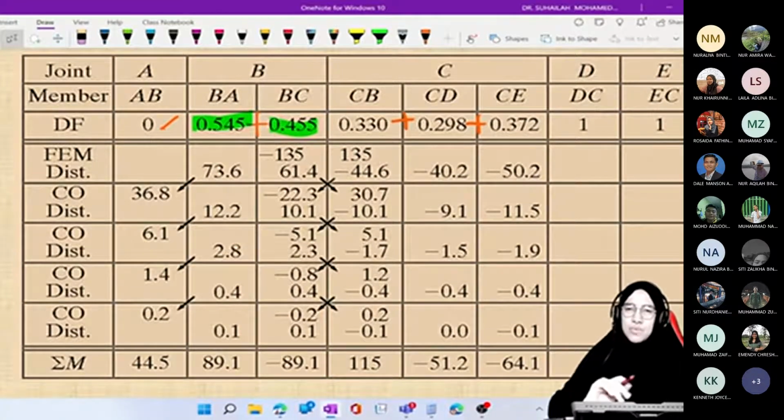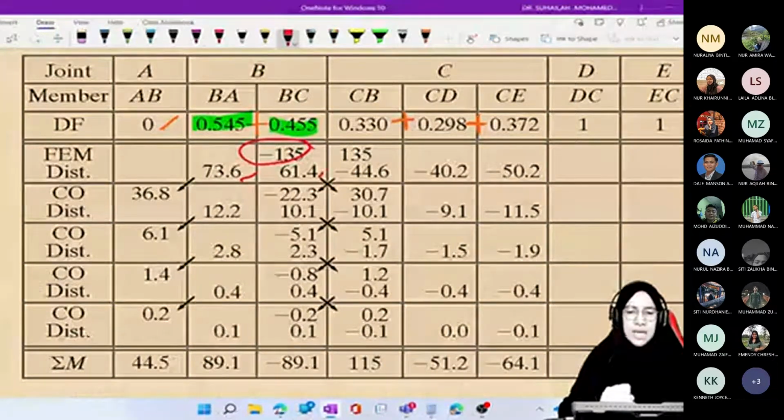Except for C, because we distribute to 3. Okay, 3 end moment. CB, CD, DC. Again, for example, at B, the FEM B is negative 135, so the joint moment is positive 135. That is why we get 73.6 and 61.4. And the rest we continue.